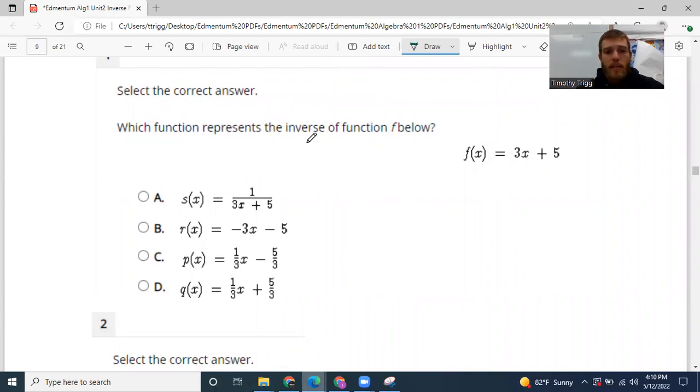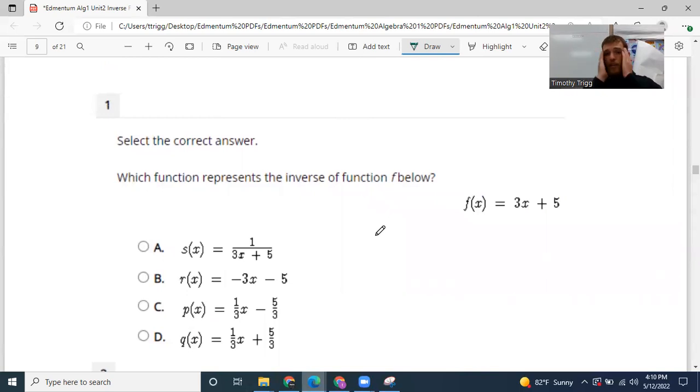Which function represents the inverse of function f below? All right, so now we're on the mastery test. I have 20 questions here. You're going to be given a sample of 5 of these questions, so I will go over your questions at least a little bit. I will give you a hint on each question, and hopefully, if you've been following along, you should be able to do it on your own with minimal help.